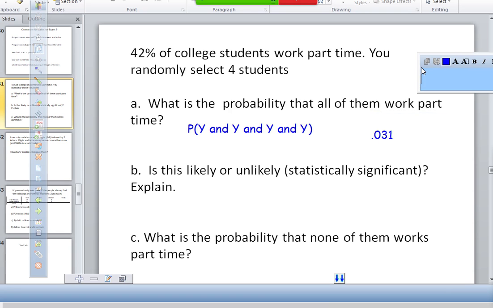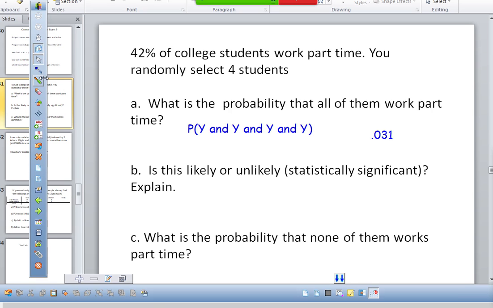Now, is that likely or unlikely? So now we've got to go back to likely and unlikely. What's my guideline for unusual or unlikely? Anybody remember? 5% or less, exactly. So 5% or less. Is this 5% or less?